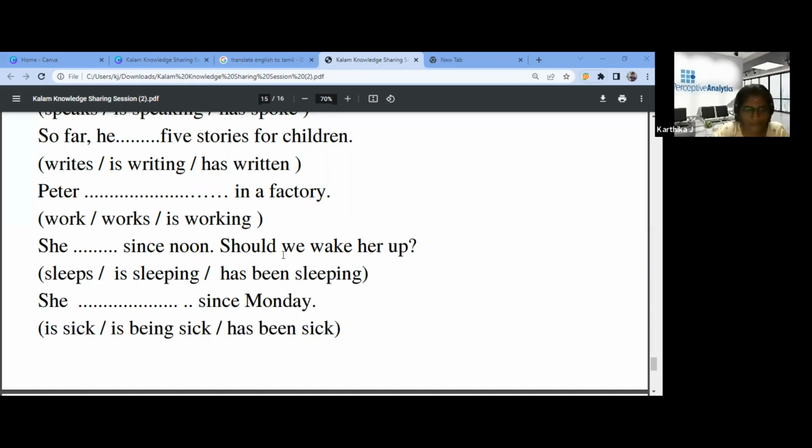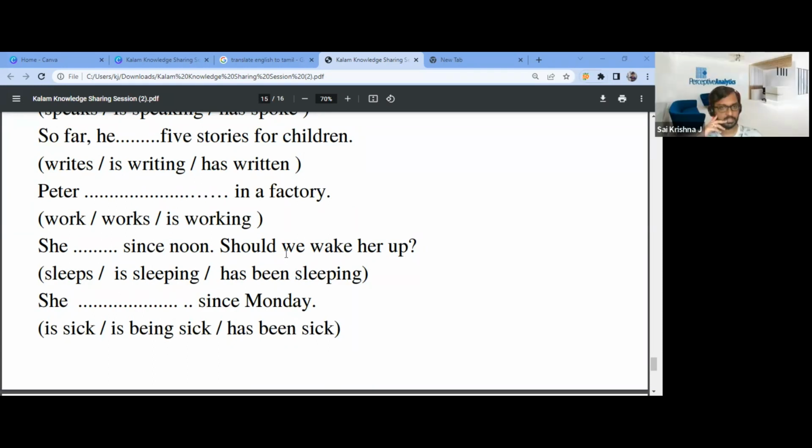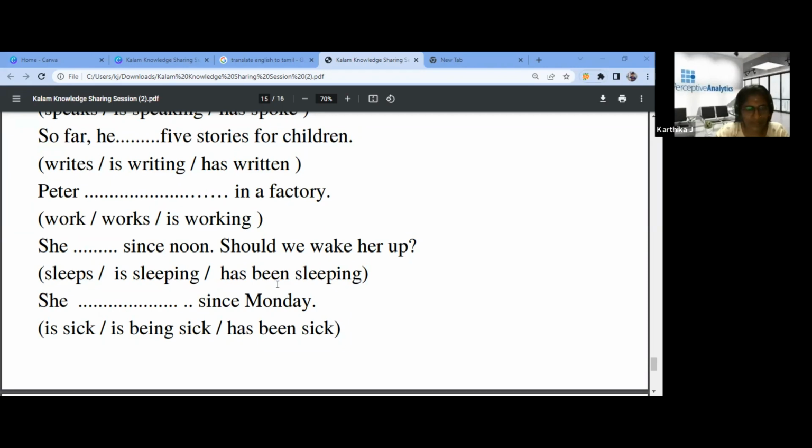And the next one is she dash since noon, should we wake her up? It is the third option. Yeah, she has been sleeping. So it started in the past at noon, but till now she is sleeping. So that is the case. We have to use has been sleeping. She has been sleeping since noon. Should we wake her up here?